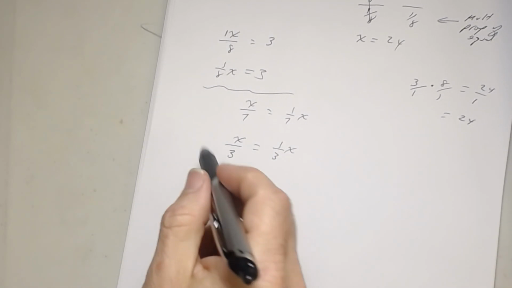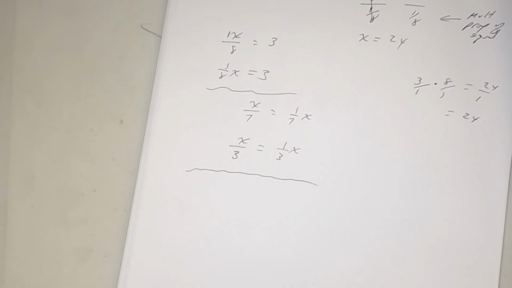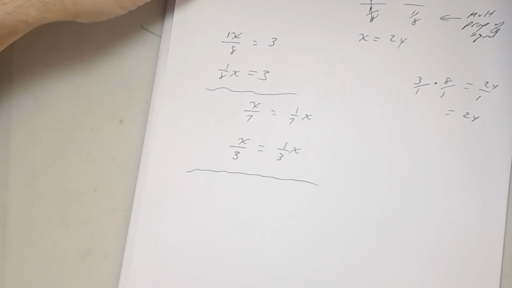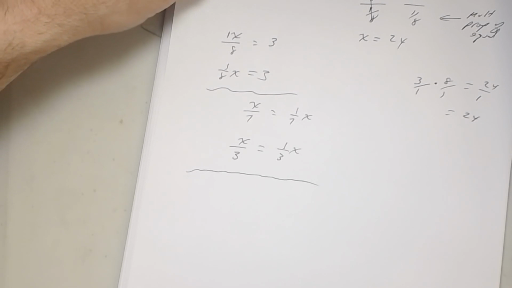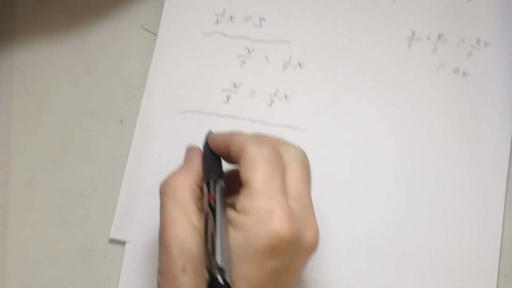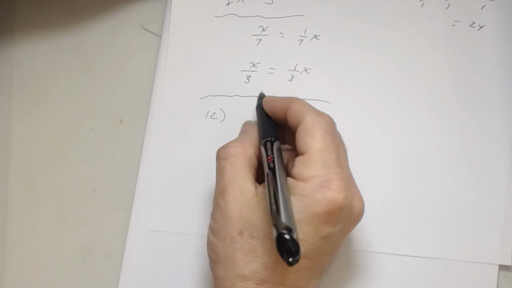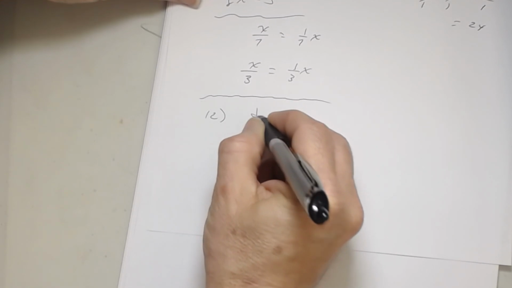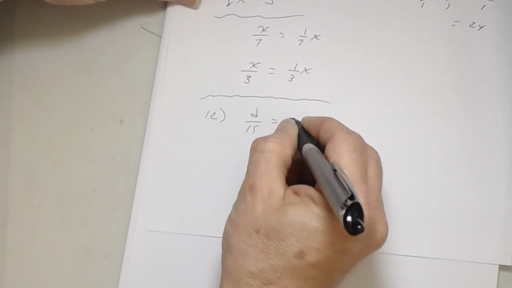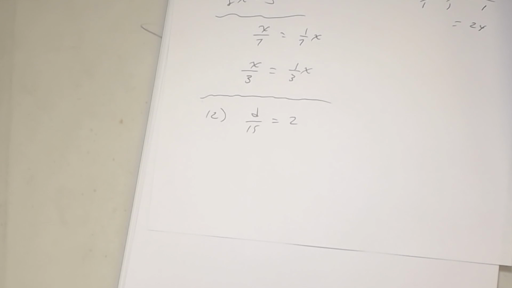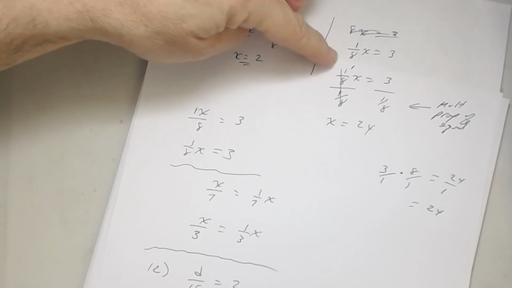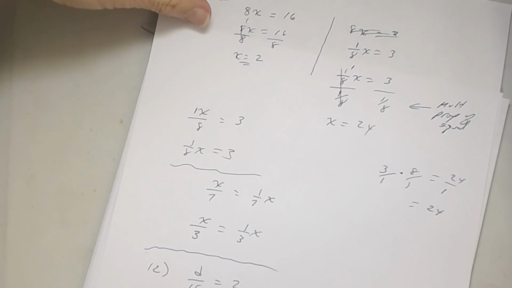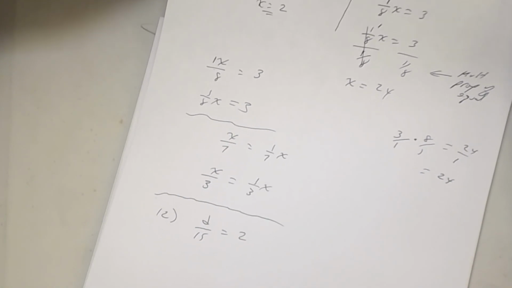Okay, that's going to take us to this example now. Let's look at number 12. You have d divided by 15 equals 2. Well, we finished the problem with 1/8 x equals 3. It's the same as this one, so I didn't do it. You divide both sides by 1/8. It's the same problem.